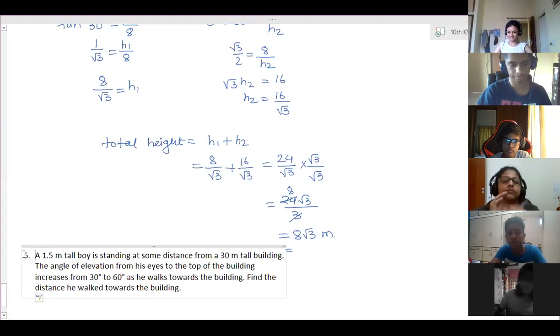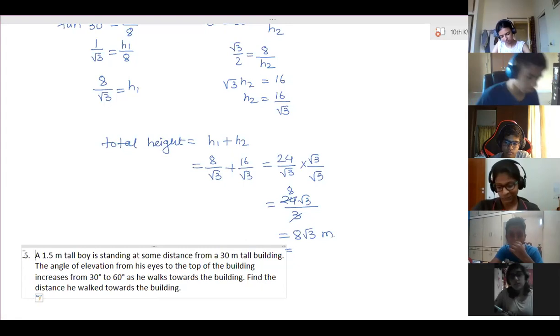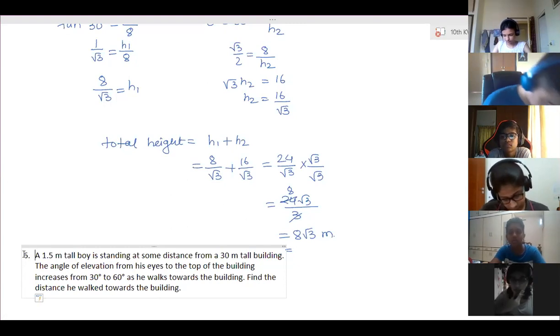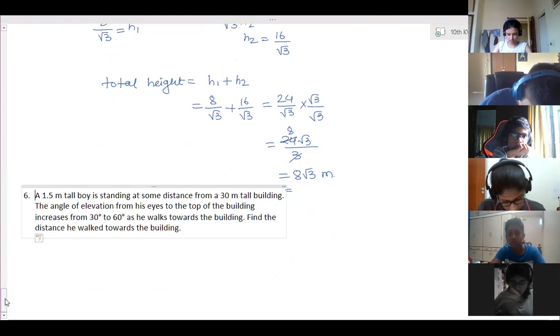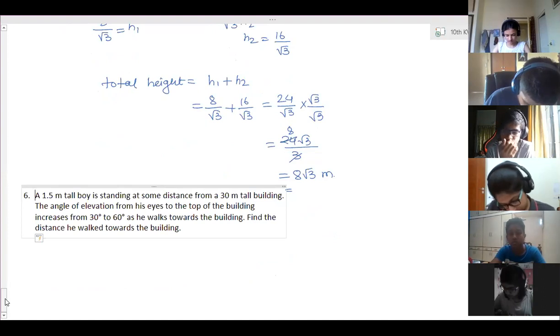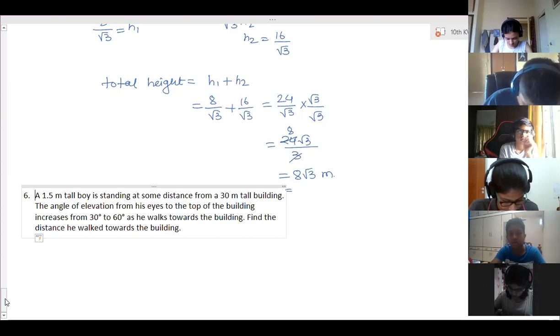A 1.5-meter tall boy is standing at some distance from a 30-meter tall building. The angle of elevation from his eyes to the top of the building increases from 30° to 60° as he walks towards the building. In the original position the angle of elevation is 30 degrees. When he walked towards the building, it changes to 60 degrees. Find the distance he walked towards the building.